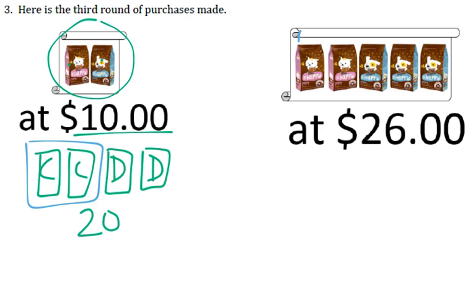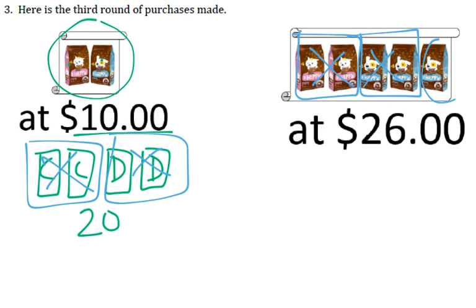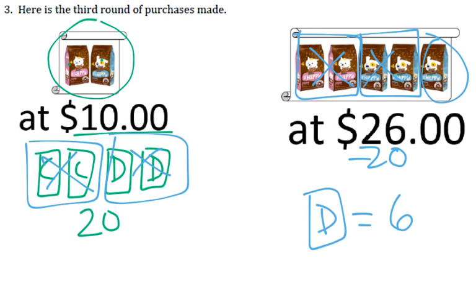Now can we eliminate? Yeah, now we can get rid of those. We're left with 1 bag of dog food, which would be the difference of 26 minus 20, so $6. Now that we know that's $6, we know this has to be $4, right? Because that's the only amount that would add up to 10. Okay.